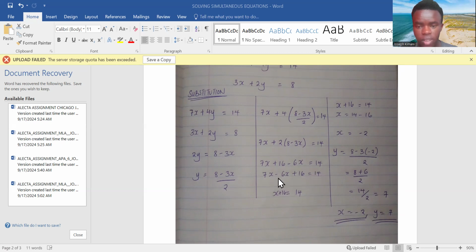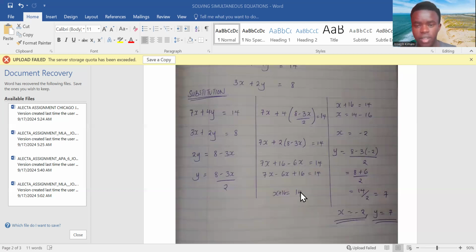So when I want to find the value of x, what have I done here? I've opened the brackets first to get 7x plus 16 minus 6x is equals to 14. But now after opening the brackets, what did I do next? I'm following the rules of algebra. I placed the like terms together here. 7x minus 6x plus 16 is equals to 14. And now I have 7x minus 6x gives me x. So x plus 16 is equals to 14.